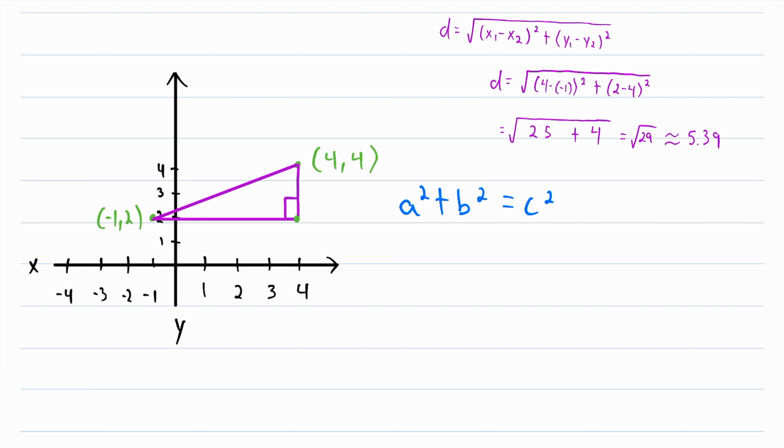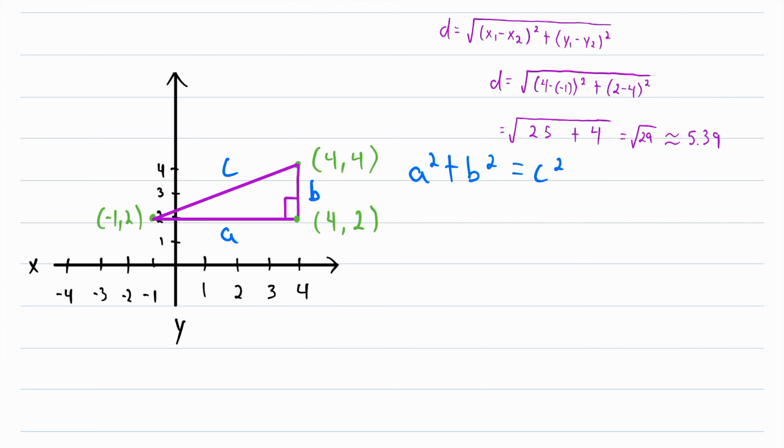At the point with the same y-coordinate as this point, which is 2, and the same x-coordinate as this point, which is 4. And we know they intersect at a right angle because this line segment is parallel to the y-axis, and this line segment is parallel to the x-axis. Since the x and y-axes are perpendicular, these line segments must be as well. So now we've got a right triangle. Let's call this leg A, this leg B, and our hypotenuse C. Now we can use the Pythagorean theorem.